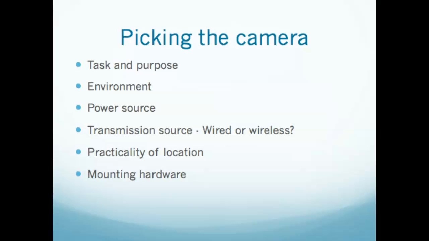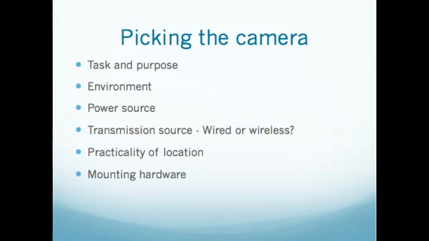So really picking the right camera for the right application, in my opinion, has to do first with task and purpose, which it always should, right? If you don't know what you're going to do with the camera, why are you putting it up there in the first place? The environment, right? The right camera for the right environment. You would not put a purely indoor camera on the outside of a high-rise building hanging off the side of the building. It would last about 1 rainstorm.